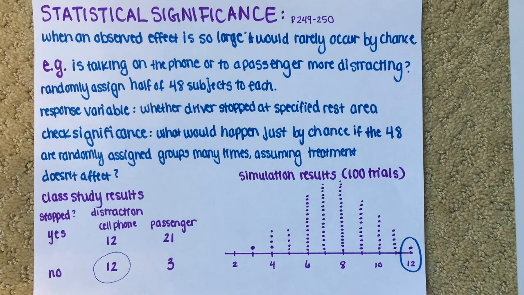To check the significance, we want to ask what would happen just by chance if the 48 are randomly assigned to groups many times, assuming the treatment does not affect the results. So in one trial of the experiment here, we have these results. And let's say we're evaluating the number of people in the cell phone group who failed to stop at the rest stop.